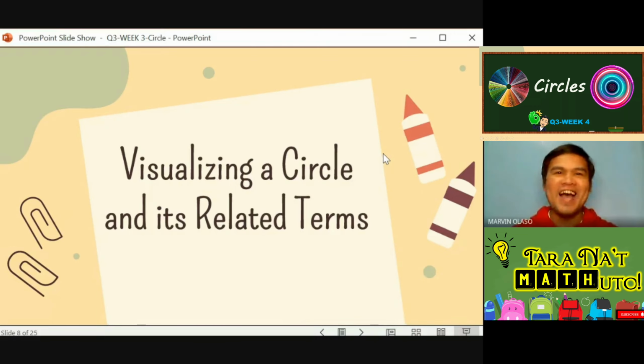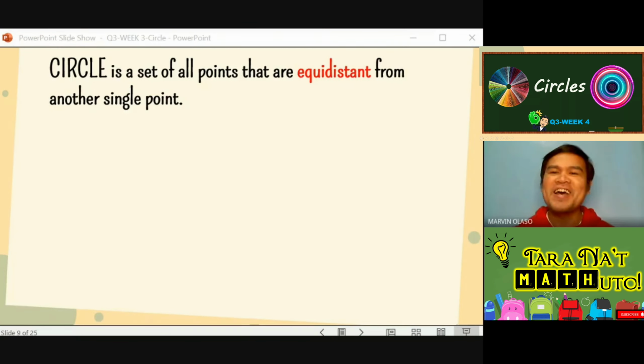Well, yan ang ating pag-uusapan. Okay, so eto na. When we say circle, it is a set of all points that are equidistant from another single point. The word equidistant means the same distance with. Let us visualize what does it mean. Sige nga. All started, ayan, tingnan mabuti.